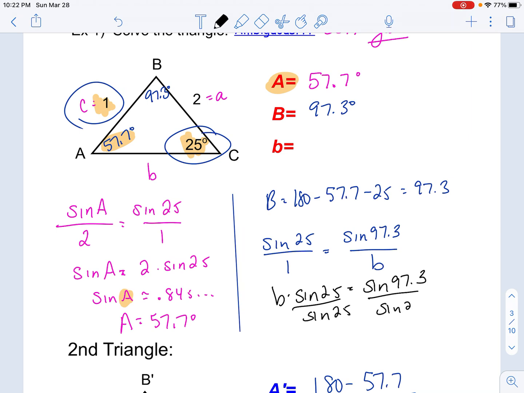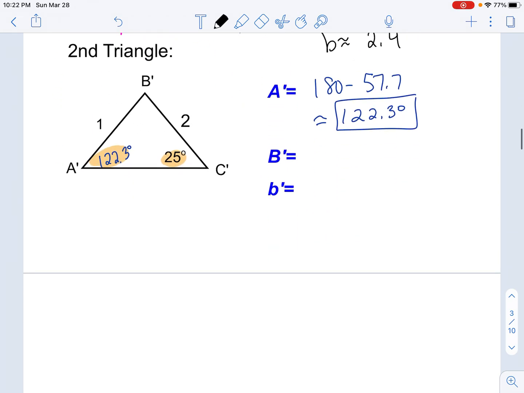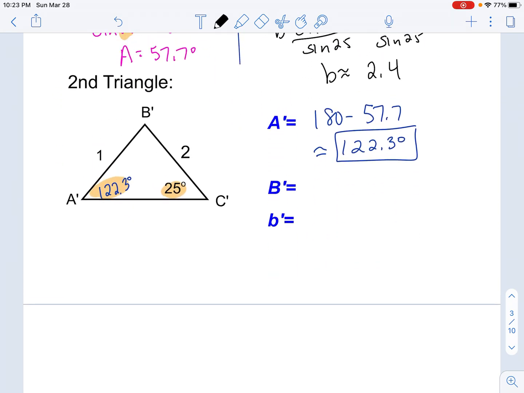Divide both sides by sine of 25. And I get little b is approximately equal to, I have to do sine of 97.3, close the parentheses, hit enter, divided by sine of 25. That gives me 2.35 if I round. I'm going to go ahead and go 2.4 if we're rounding to the nearest tenth. Like I did for the angles, we'll just call it 2.4. All right, so there's the first triangle. So now we got to do the same thing for the second triangle.